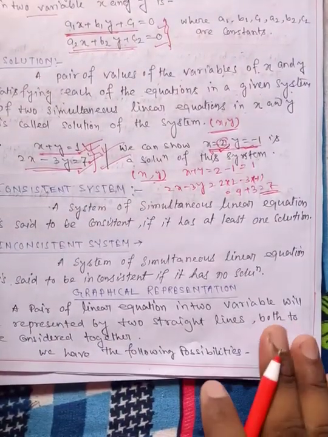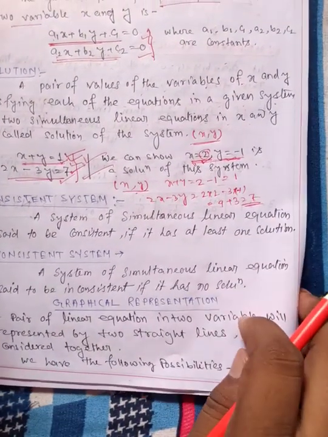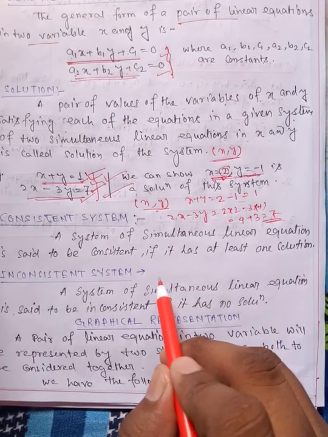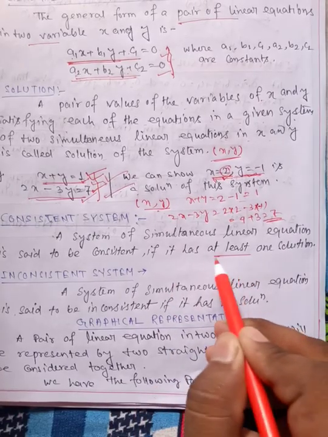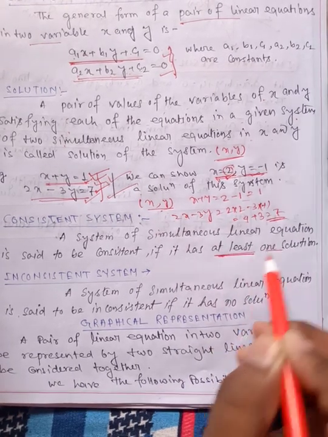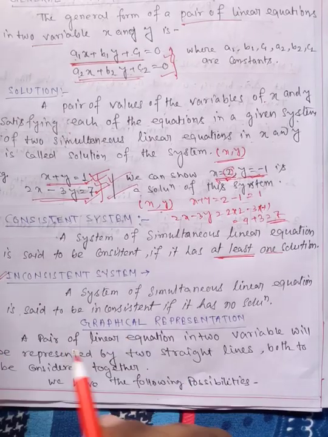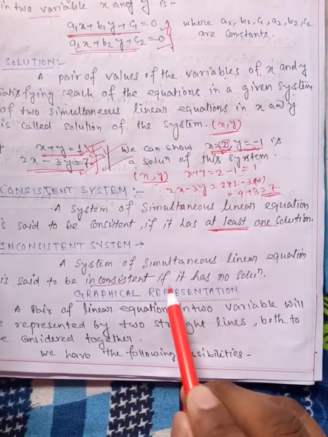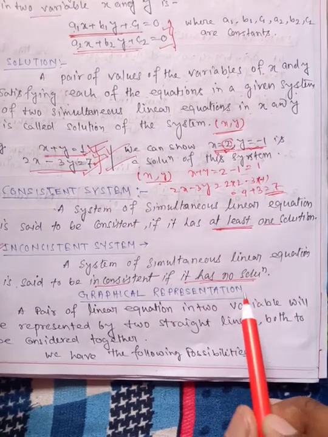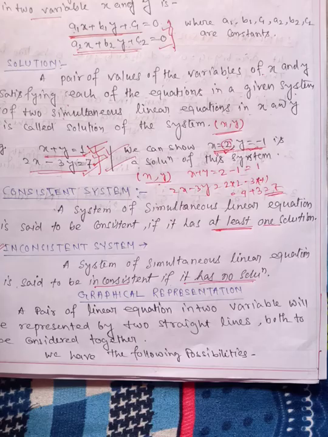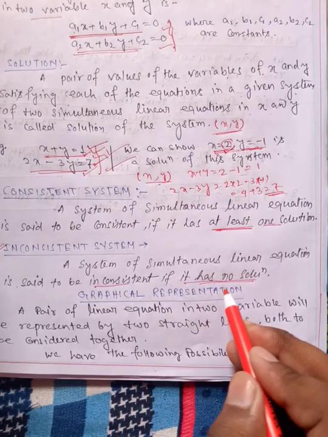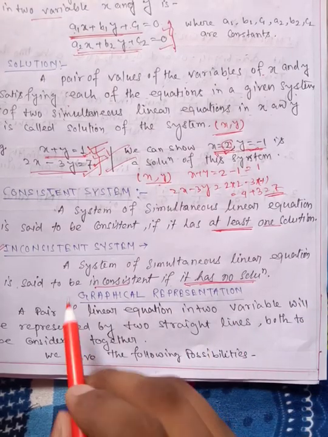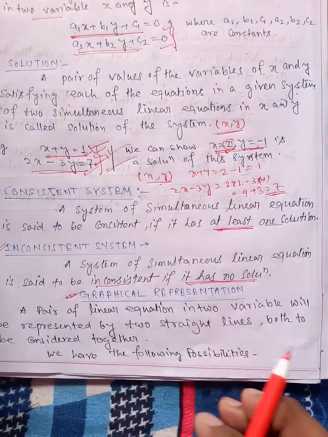Now which types of system are there? Consistent system. A system of simultaneous linear equations is said to be consistent if it has at least one solution. And which type is said to be inconsistent? A system of linear simultaneous equations is said to be inconsistent if it has no solution. If there is at least one solution, it is consistent. If there is no solution of the simultaneous equations, then it is called an inconsistent system.